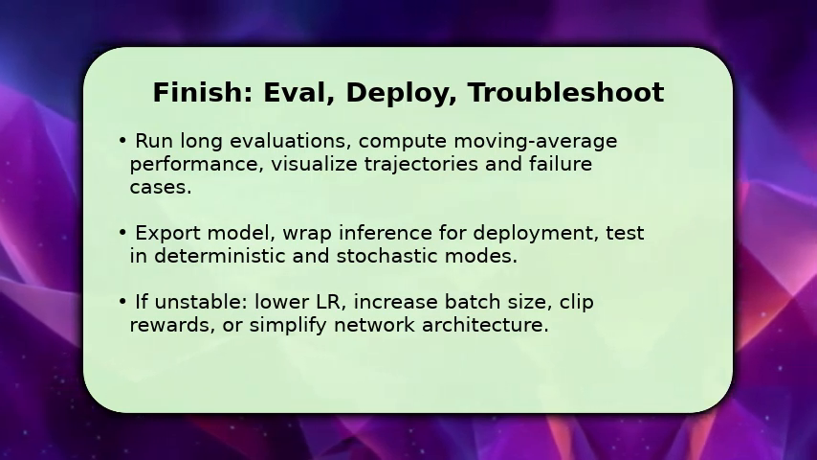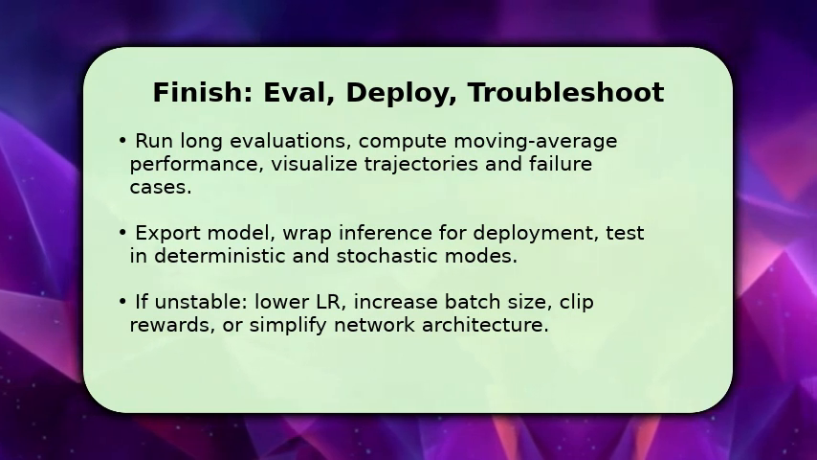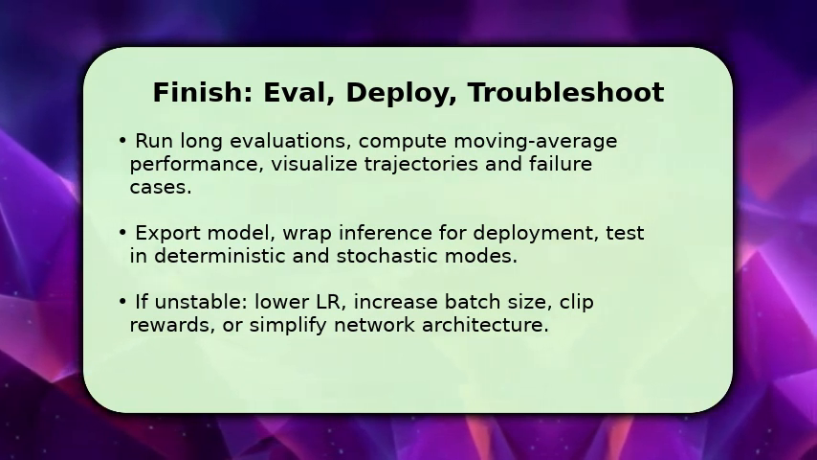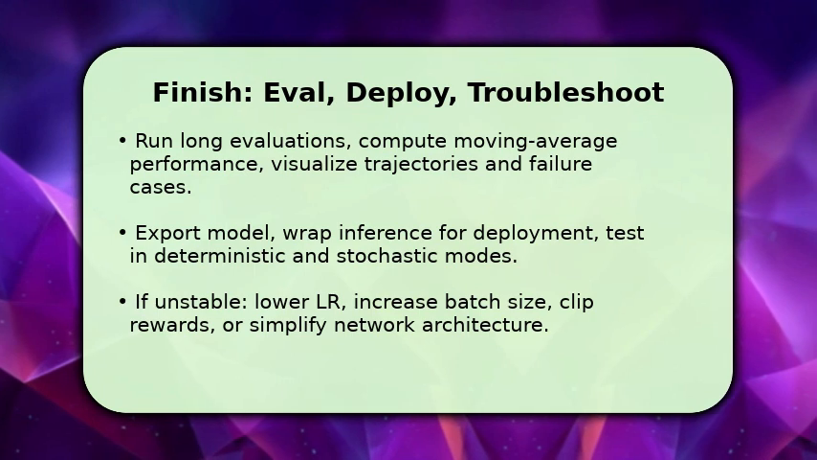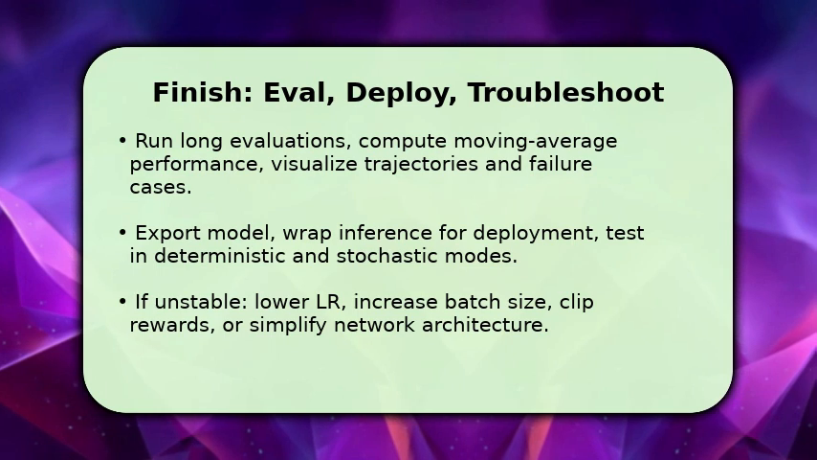If training diverges or performance stalls, first lower the learning rate and increase batch size. If that fails, clip or normalize rewards and simplify the network. This targeted troubleshooting often recovers training quickly.